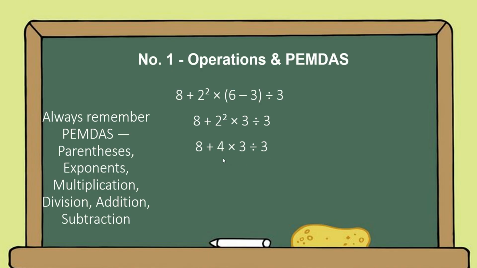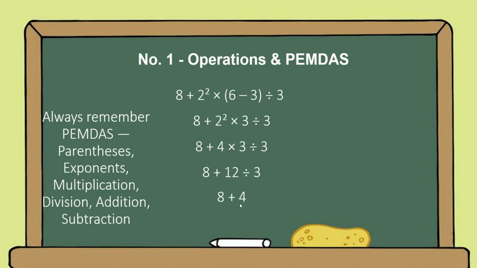After the exponent, we handle multiplication and division, working from left to right as they appear. We first perform the multiplication. 4 multiplied by 3 equals 12. Then, we divide the result by 3. 12 divided by 3 equals 4.